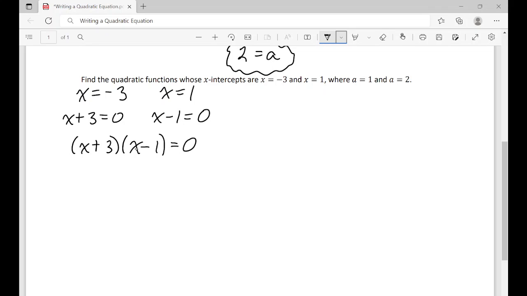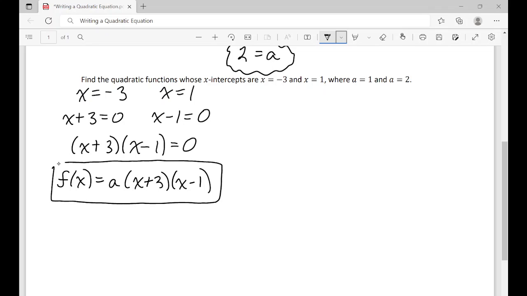We can change this up a little and say that this is some function f(x) = a(x + 3)(x − 1), with some unknown a. So we have our quadratic function, but we need to know what a is, and a can be a couple of different things. In fact, they asked us to find when a is 1 and a is 2. So all you do is take what a is and set up two different equations.